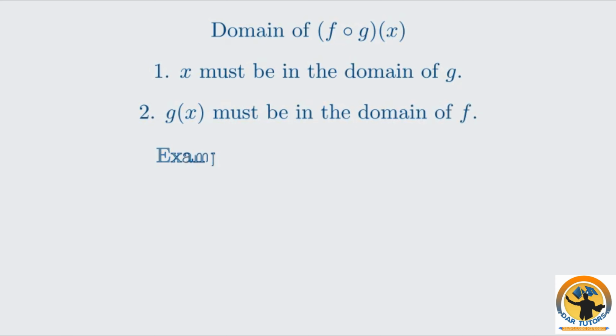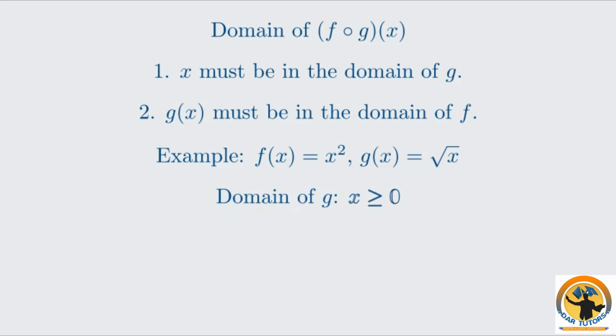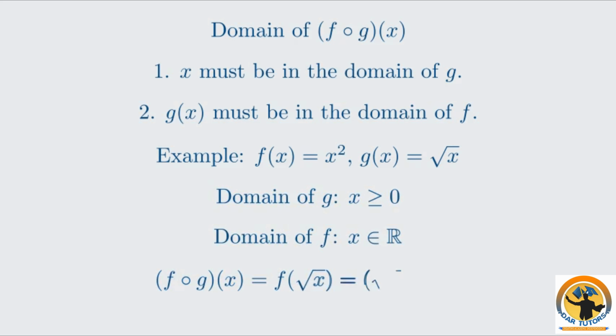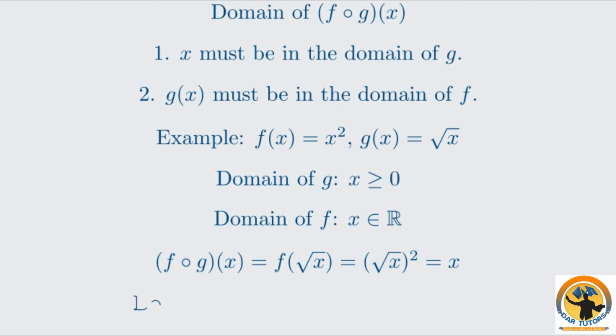For example, let f(x) = x² and g(x) = √x. The domain of g is x greater than or equal to 0. The domain of f is all real numbers. The composite function f(g(x)) simplifies to x. However, its domain is not all real numbers. It's the domain of the inner function g, which is x greater than or equal to 0. This is because the square root of x is only defined for non-negative numbers.